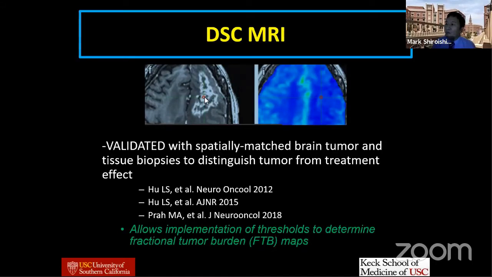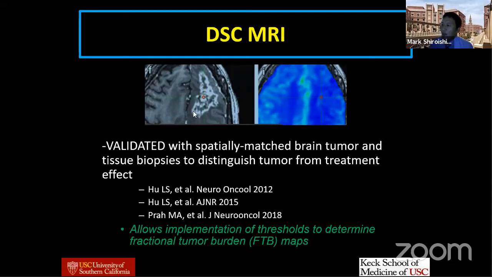What's going on? They used stereotactically guided biopsies, meaning that they got the MRI images into the operating room, and they got software to target this area. And they told the neurosurgeon, we want you to target this area that has a little bit of bright signal here on the perfusion map. And we want to see, is that tumor or is that post-treatment radiation effect? And they did this on a number of studies led by Leland Hu and Kathleen Schmainda's group, with Melissa Prah.